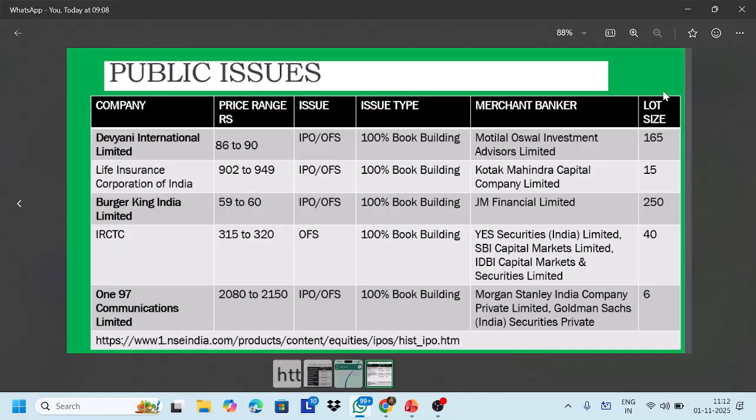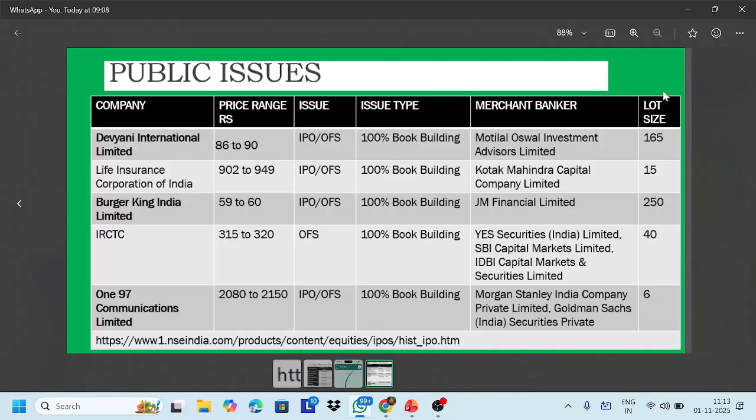We all go to their outlets quite often. Of course, now some people may prefer other brands, but this was a very popular brand. The KFCs and Pizza Huts, they are the franchisees in India for these brands. So they came up with an issue, and what is the price range? Between 86 to 90. It was an IPO as well as OFS, 100% book building, and the merchant bankers were Motilal Oswal, and the lot size was 165.